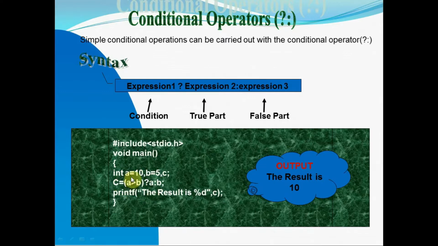If the condition is true, a is assigned to the c variable, otherwise, that is the else statement, b is assigned to the c variable. For this example, a equal to 10, so 10 greater than 5, the condition is true, so the a value is assigned to the c variable. So the a value is 10, so c equal to 10. The answer, the result, is 10. So the output is: the result is 10.